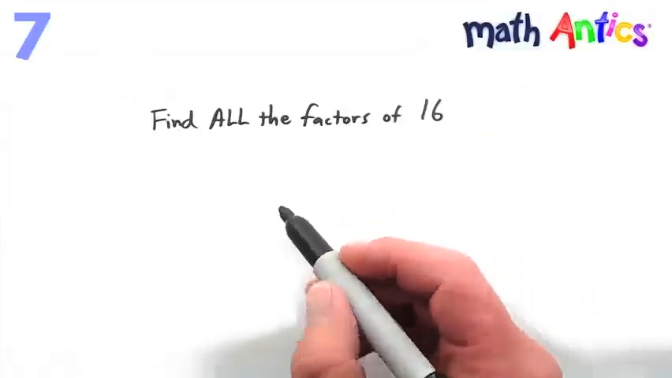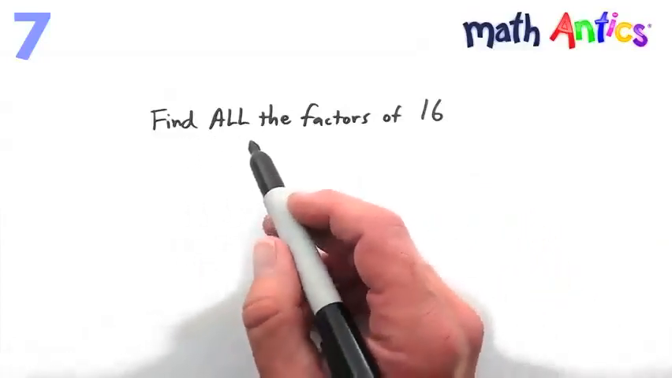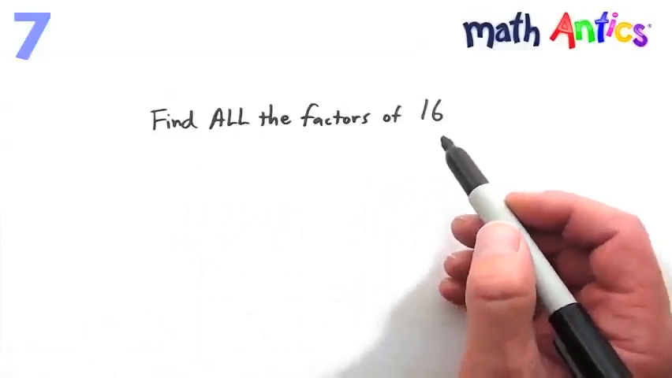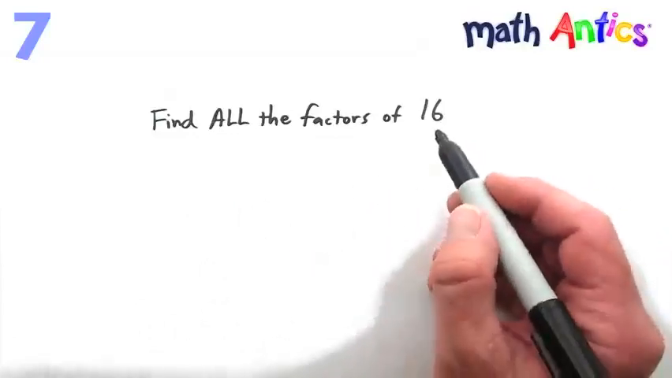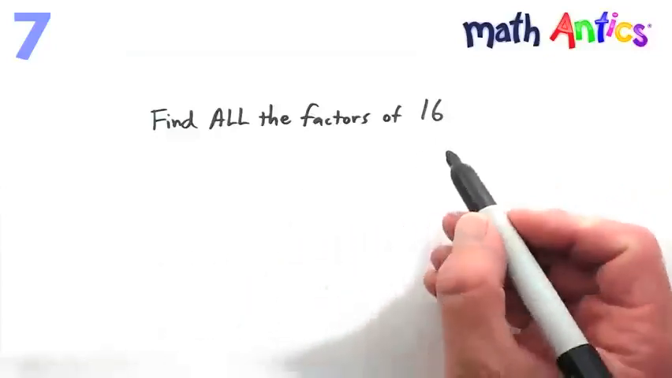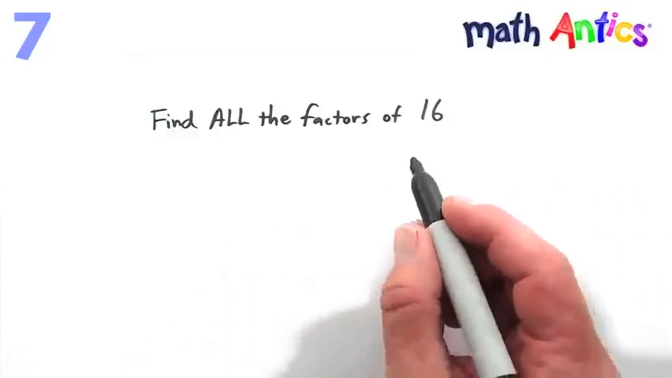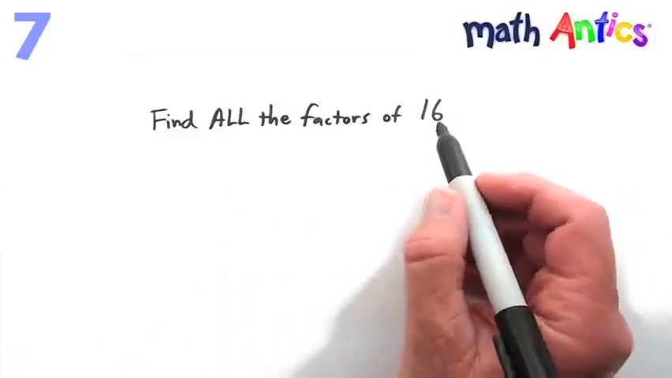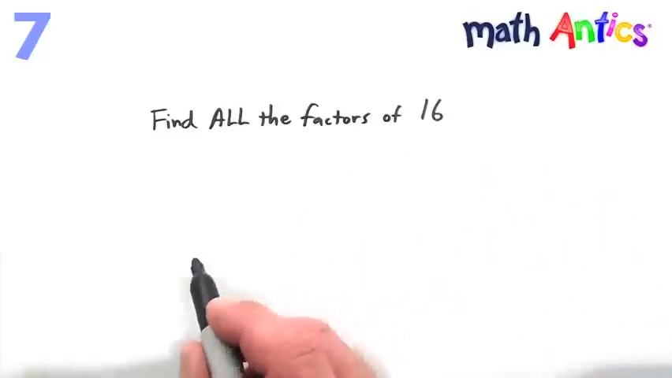Our last problem is a little different and a little longer than all the others. It says, find all the factors of 16. So we need to take the number 16 and find everything that could possibly be a factor of 16. That's kind of a process, and the best way to start a problem like this, where you have to find all the factors, is to start making a list of numbers that you want to test. You're going to do a test for divisibility on anything that's a possibility for this.